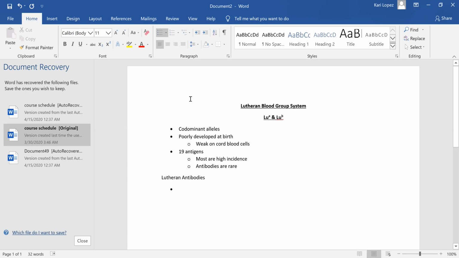So your Lutheran antibodies are going to be anti-LUA or anti-LUB. I'll go over anti-LUA first. Your anti-LUA may occur without red blood cell stimulation. And they can either be IgM or IgG.